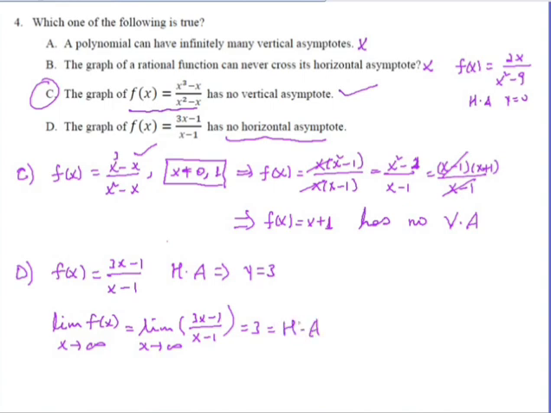This means y equals 3 is the horizontal asymptote for the given function. So we use the limit at infinity to calculate the horizontal asymptote, and we use the solution for the denominator to determine the vertical asymptotes. So for this question, the answer is C.